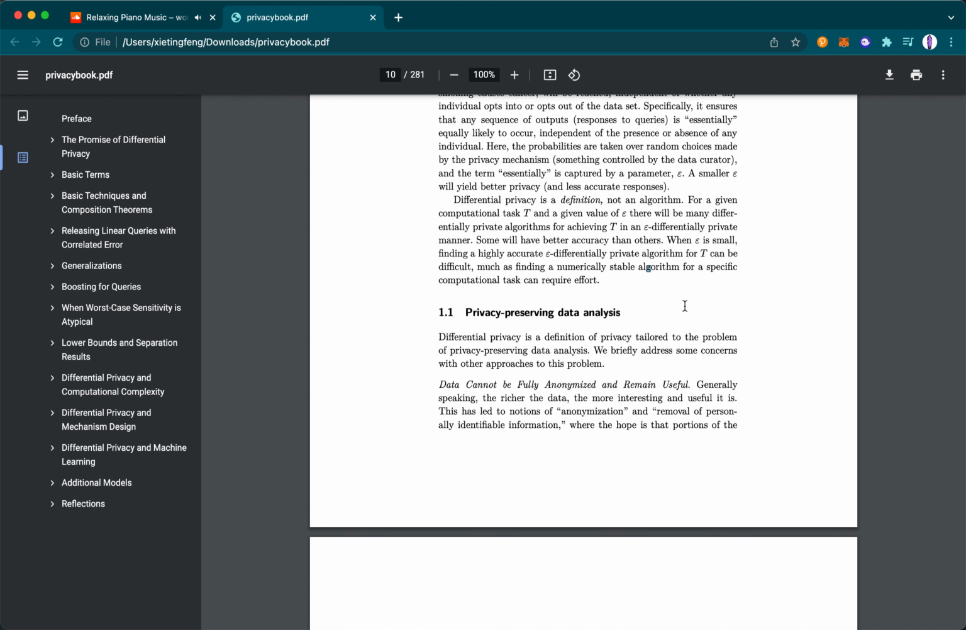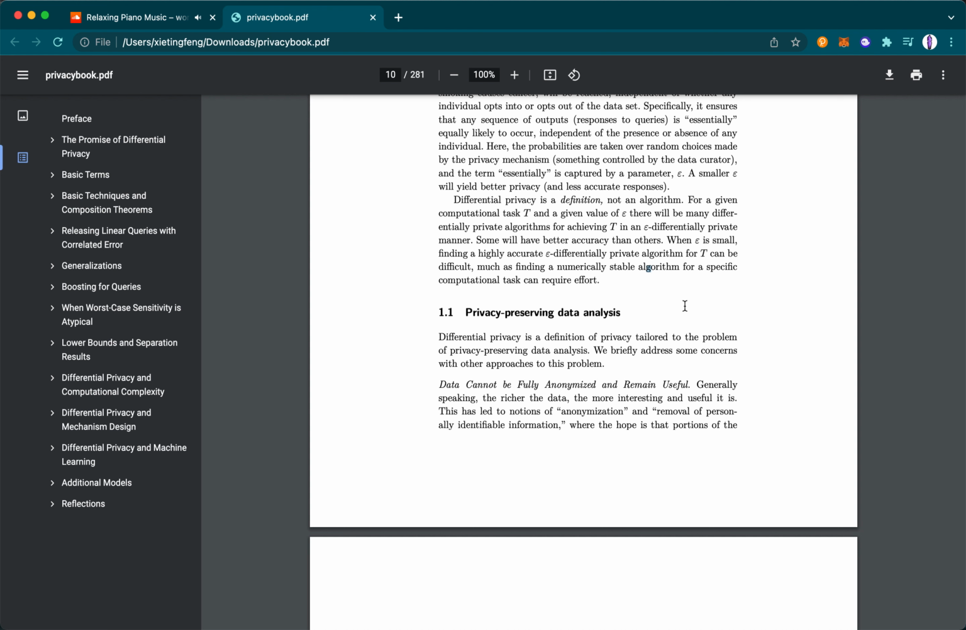Specifically, it ensures that any sequence of outputs, responses to queries, is essentially equally likely to occur, independent of the presence or absence of any individual. Here, the probabilities are taken over random choices made by the privacy mechanism, something controlled by the data curator, and the term essentially is captured by a parameter, the Greek letter epsilon. A smaller epsilon will yield better privacy and less accurate responses.